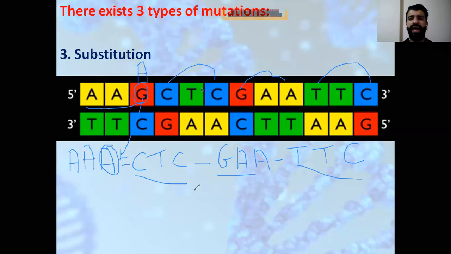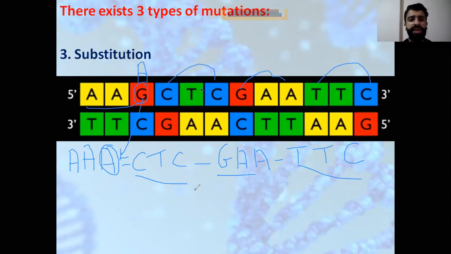Okay? So how many types of mutations do we have? We have 3 different types of mutation. The first type is called insertion. We added a nucleotide. The second type is called deletion. We deleted a nucleotide. And the third type is called substitution, where we substituted 1 nucleotide or more. So it's called point mutation, because it occurs at a specific point.